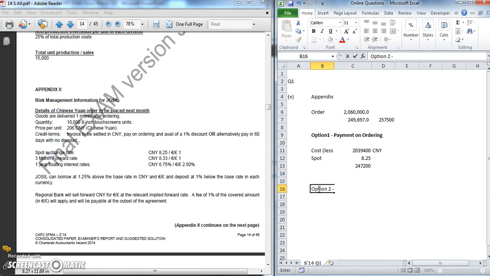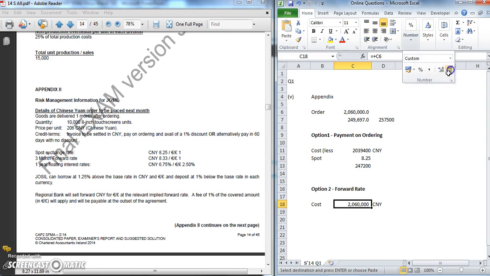Option 2, which we'll say is to use the forward rate. So remember, what is the forward rate supposed to do in English? It locks in a rate today that we can use to pay foreign currency or translate foreign currency in a future time period. In this case, 3 months. So 3 month forward, so we know what the cost is already. In Chinese yuan, it is 2.06 million. Just bring down that as well, so we're clear.